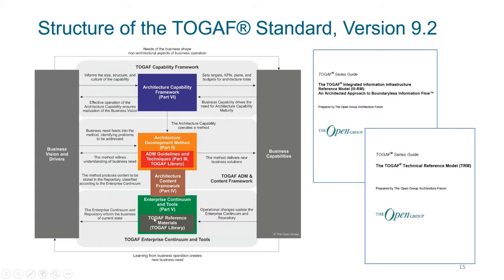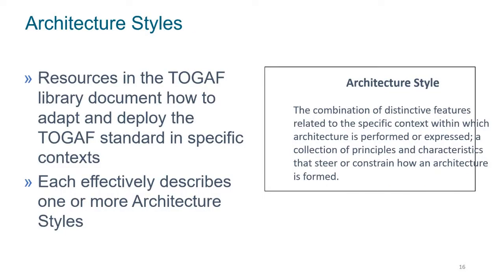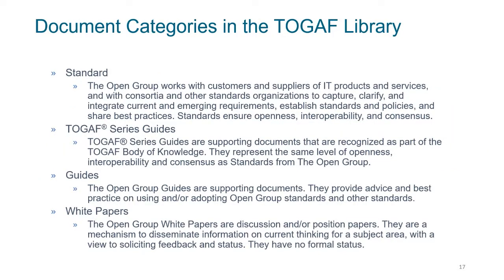A couple of new items here for those of you who are familiar with this. As an example, TOGAF reference material and TOGAF library, that's a new item. At the top, instead of saying architecture framework, now it's architecture capability framework, right? So a couple of new titles associated with the different components of the framework. So there is an architecture style that you're going to follow in the TOGAF library. The TOGAF library talks about numerous different ways of doing enterprise architecture. We're going to see this in a second.